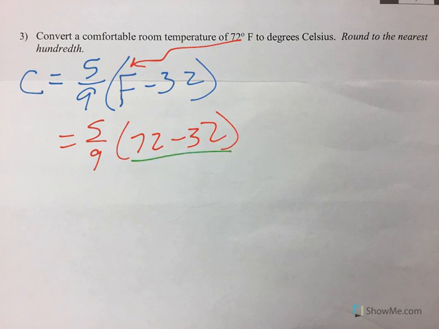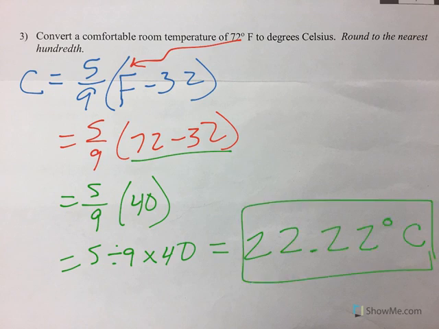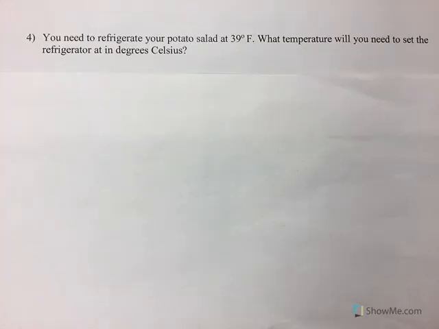First order of business, inside parentheses. So I subtract. 72 minus 32 is 40. Then I can do the 5 divided by 9 times 40 all in one step, and rounded to the nearest hundredth, I get 22.22 degrees Celsius. That sounds a lot colder than 72 degrees Fahrenheit.